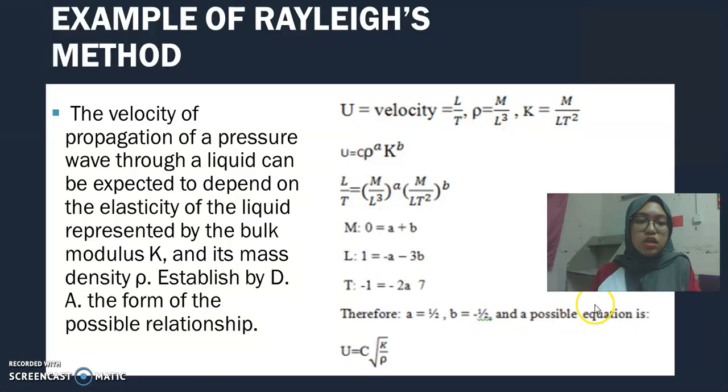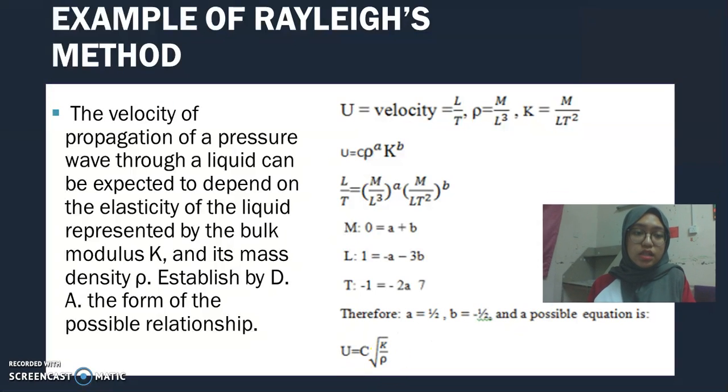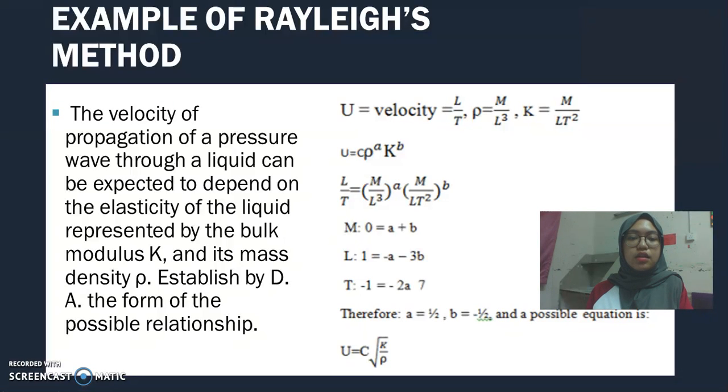So the possible equation is, we write the values back into the original equation, which is this functional relationship. And then we will get u equals C times the square root of K over rho. So that's how we solve the dimensional analysis using Rayleigh's method.